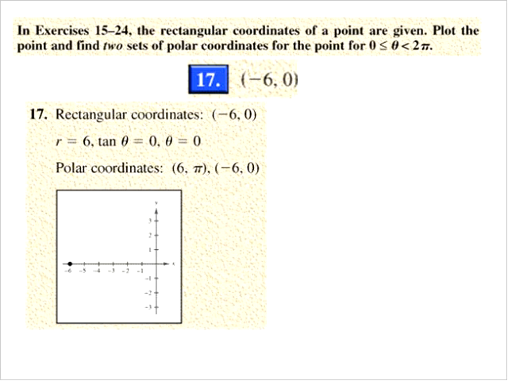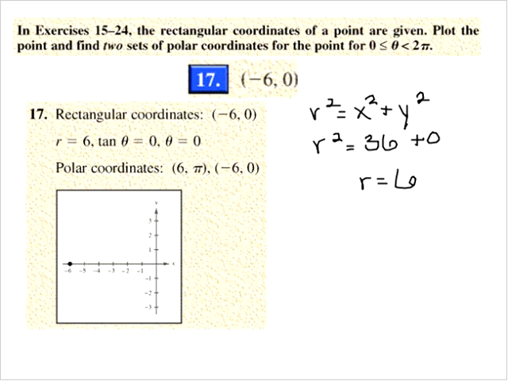The next one here, the rectangular coordinates of a point are given, and then find two sets of polar coordinates. All right, so if these are the rectangular coordinates, we need to find r and theta. So r is found by doing r squared equals x squared plus y squared. So this is 36 plus 0. So really r equals a positive 6.